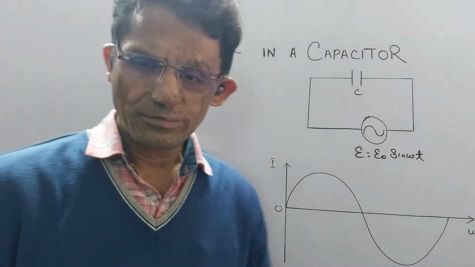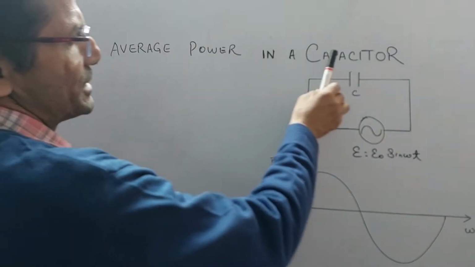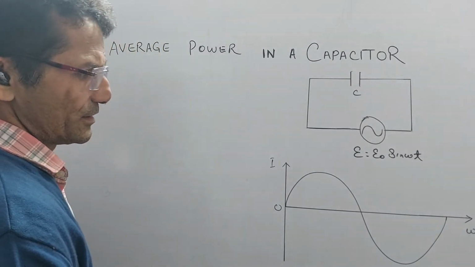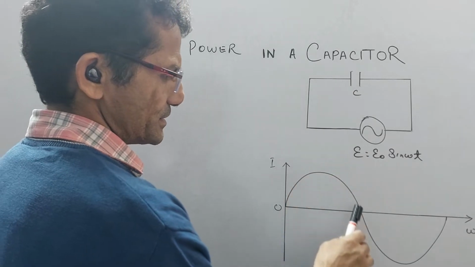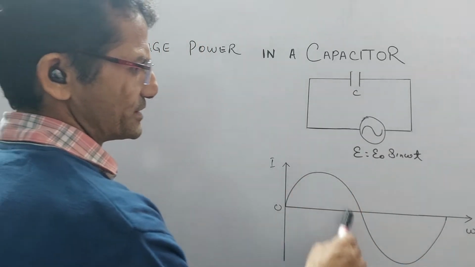We have a new topic, and the topic is average power in a capacitor. So we are going to find what the power loss in a capacitor will be if we take one complete cycle.